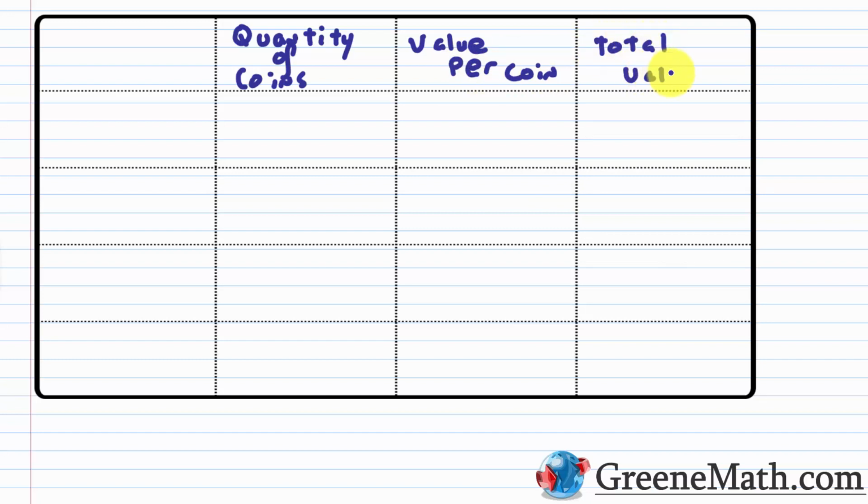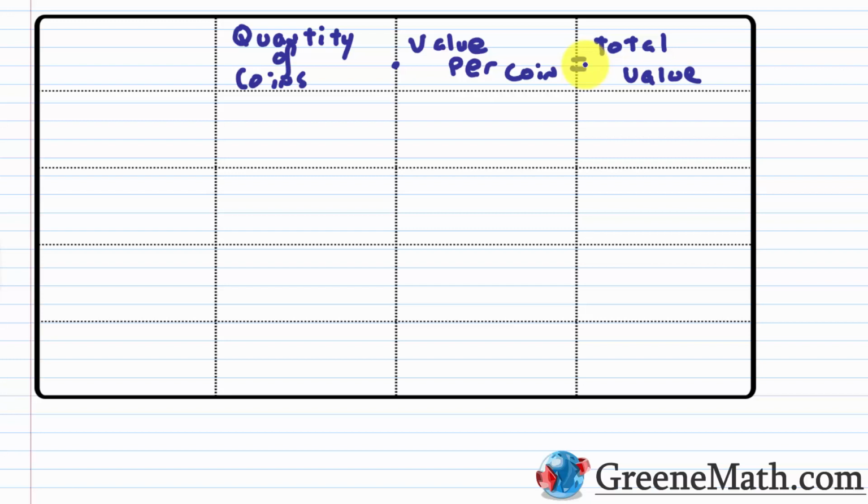All right, so let's set this up in the normal way. So we have our quantity of coins, and then we have our value per coin, and then we have our total value. Okay, let me make that better. And again, if I multiply the quantity of coins by the value per coin, I'm going to get the total value for that set of coins.